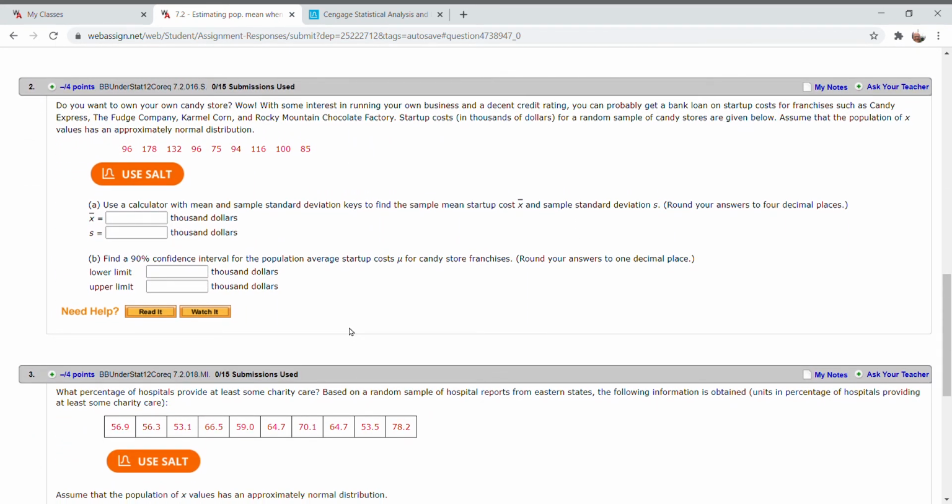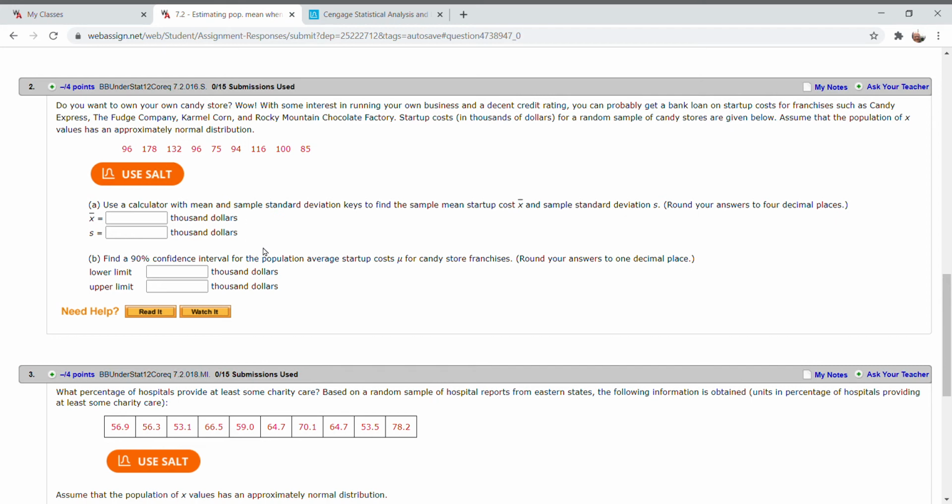Number 2, do you want to own your own candy store? Let's see, with some interest in running your own business and a decent credit rating, you can probably get a bank loan on startup costs for franchises such as Candy Express and the rest of those candy stores. Startup costs for a random sample of candy stores are given below. Assume that the population of X values has an approximately normal distribution. And we're asked to find all that same stuff, but this time with SALT.